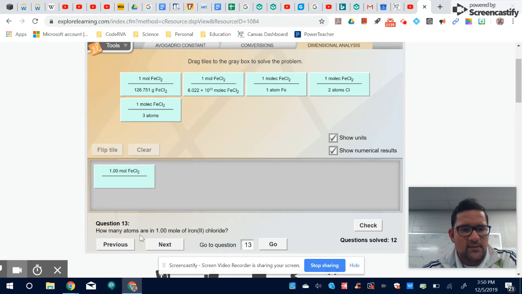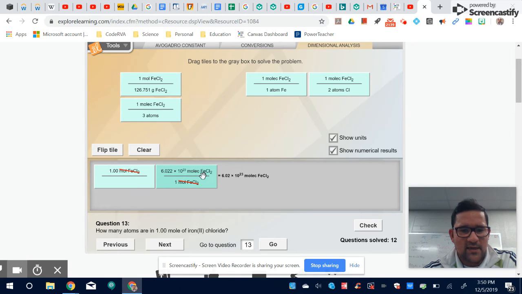So I have 1 mole of iron 2 chloride. I'm trying to go to atoms. This is an interesting question. I really like this because it has multiple steps. So first I'm going to go from iron 2 chloride to number of molecules. So I'm going to grab this tile right here. I'm going to flip it. So what I've done is I've gone from moles to molecules. But they're saying how many atoms.